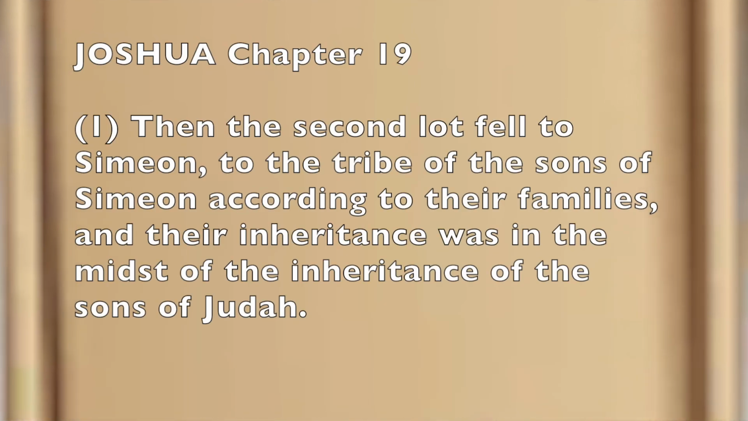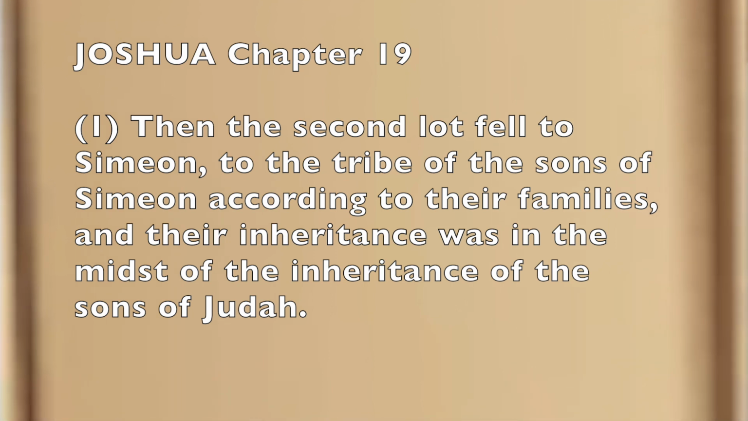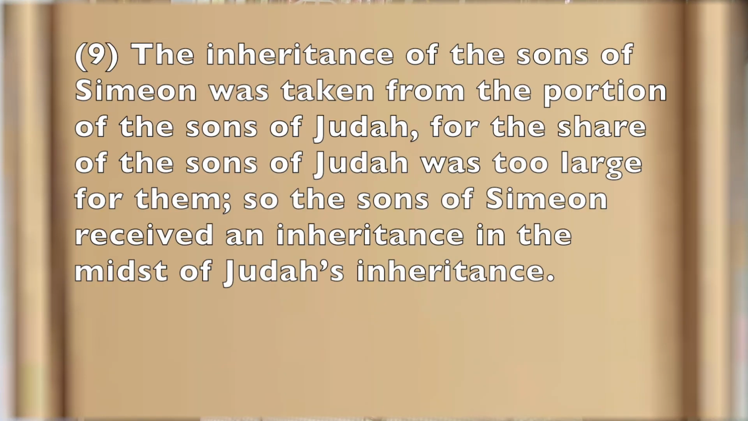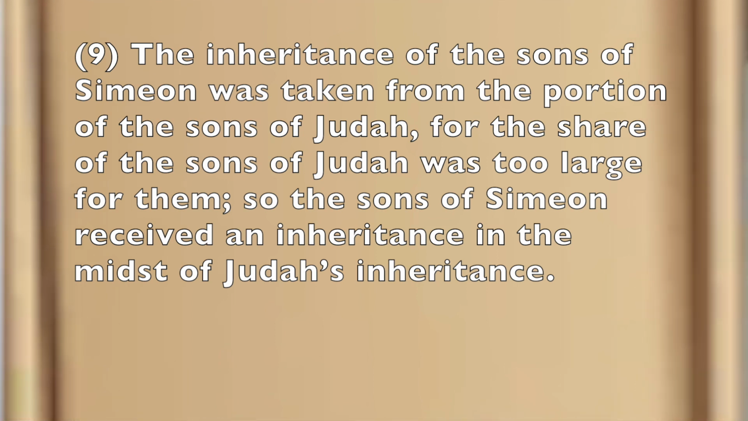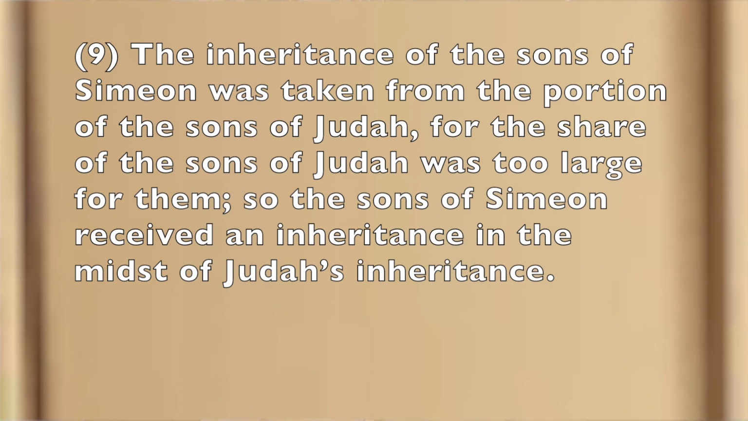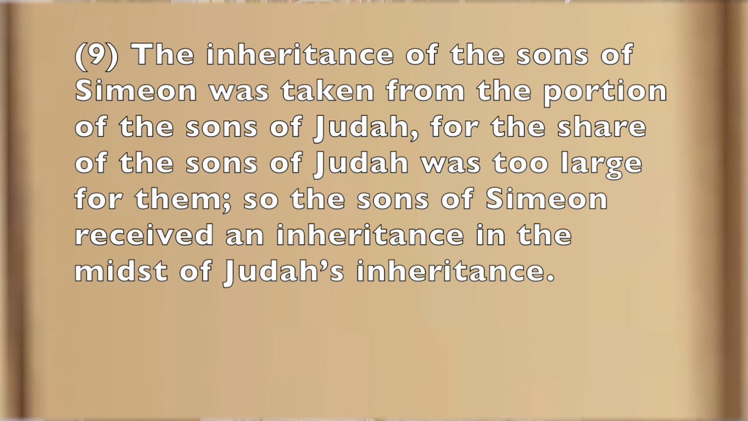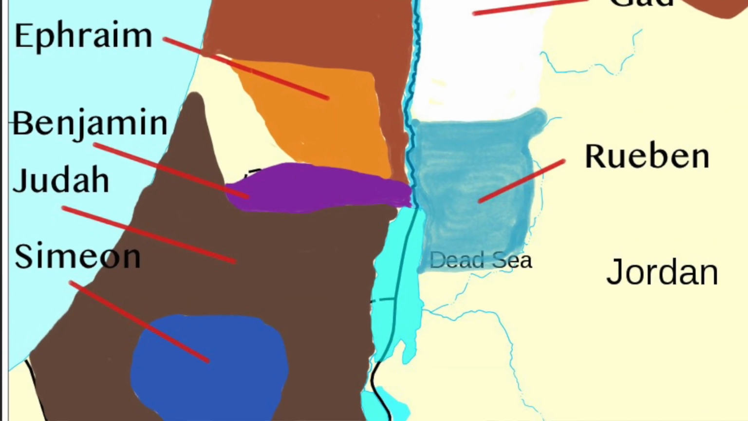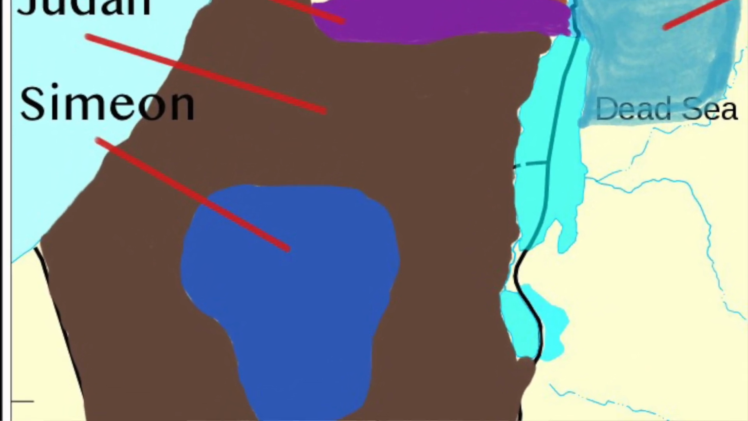Verse 1 of chapter 19. Then the second lot fell to Simeon, and the tribe of the sons of Simeon according to their families, and their inheritance was in the midst of the inheritance of the sons of Judah. They're getting land in the middle of the inheritance of the sons of Judah. Well, if you go down to verse 9, it says, the inheritance of the sons of Simeon was taken from the portion of the sons of Judah, for the share of the sons of Judah was too large for them. So the sons of Simeon received an inheritance in the midst of Judah's inheritance. So they're kind of in the middle of Judah's inheritance, kind of intermingled in there, and that's reflected in the rough chart. But verses 1 through 9 describe the boundaries of that portion.